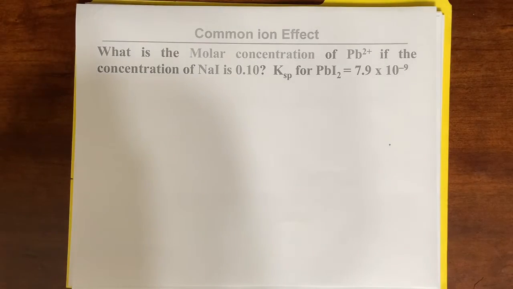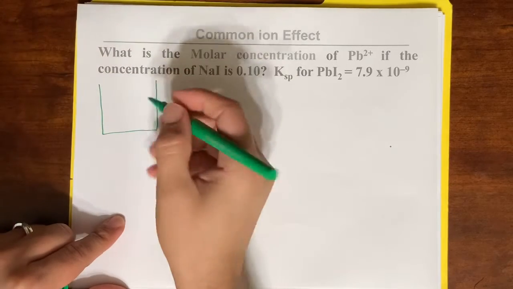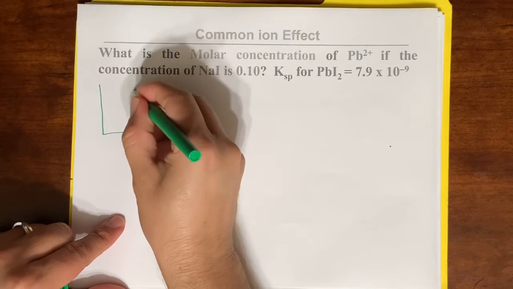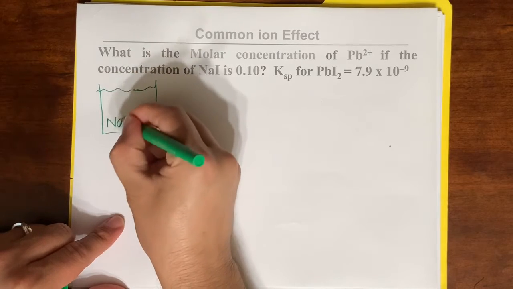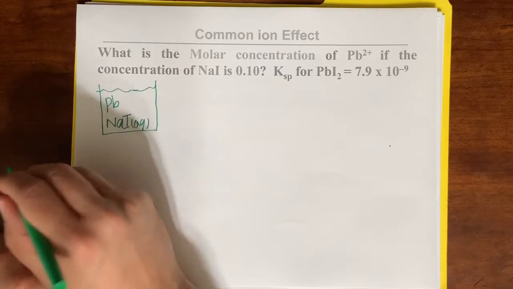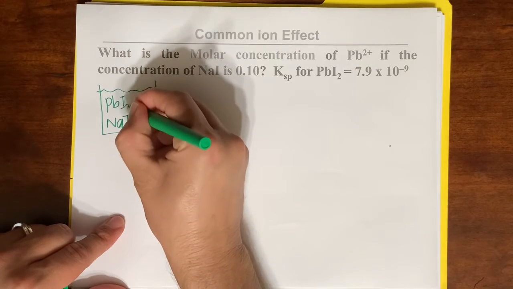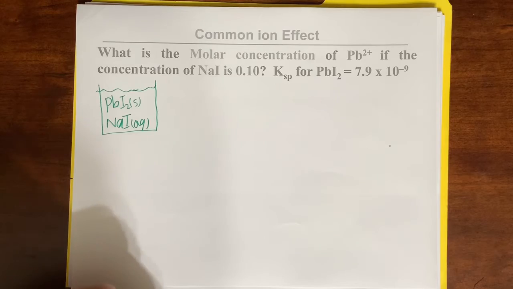Okay, look at this equation. It says, what's the molar concentration of lead if the concentration of sodium iodide is 0.1? So you have to tell yourself that I have a solution that's a mix of two compounds. One is sodium iodide, and the second is lead iodide, and lead iodide is under equilibrium.